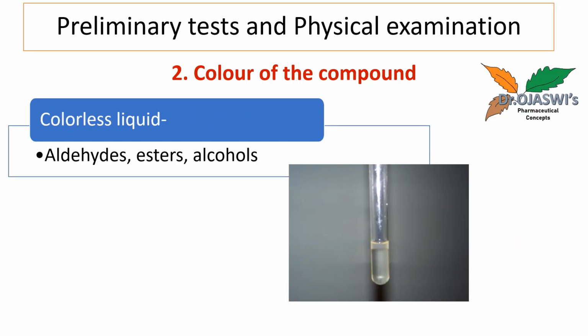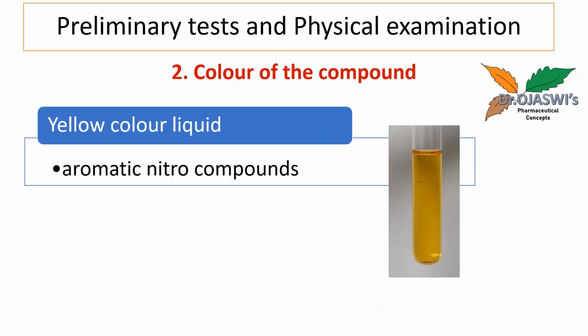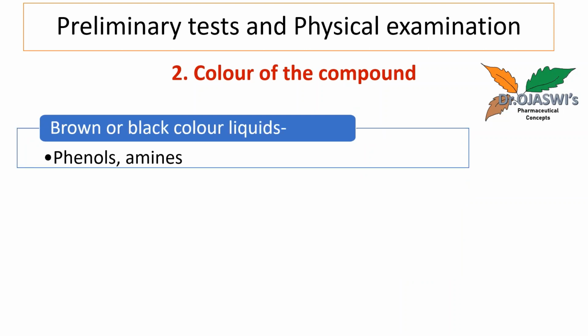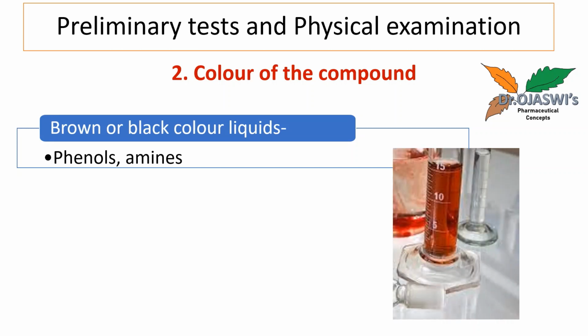Next, the sample could be a colorless liquid. Then it could be aldehyde, ester or alcohol. The sample could be a yellow color liquid. So yellow colored compound means the presence of nitro group. Or the compound could be a brown or black color liquid, like phenols and amines.